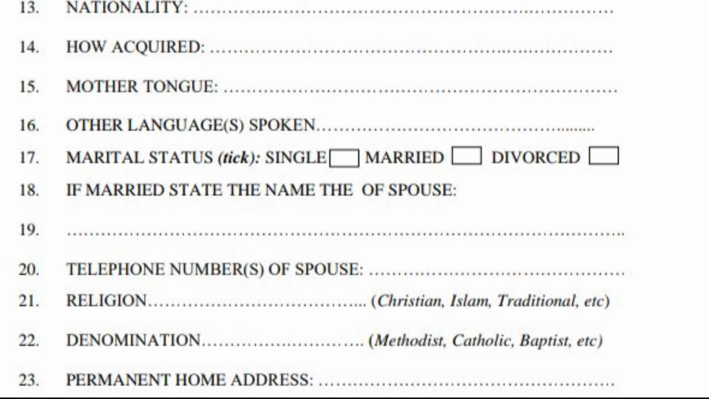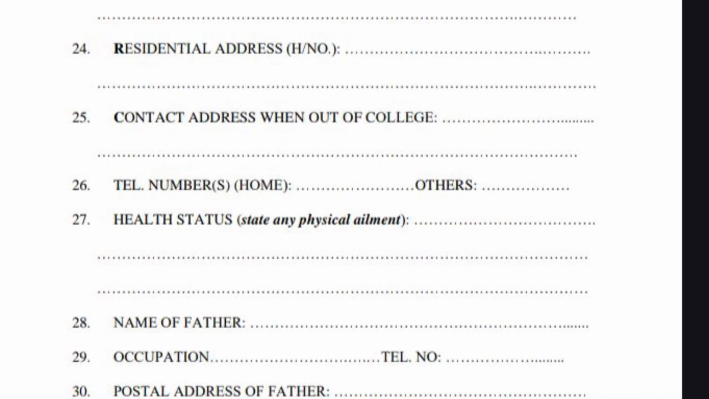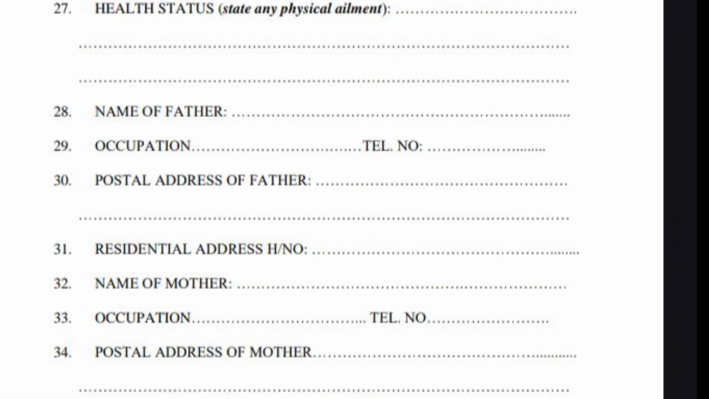Now your permanent home address. With a permanent home address, sometimes it's just the number that has been inscribed on the walls in our various homes. Some go like KMA, TMA with some numbers and alphabets. You just input that there and you're also good to go. With a residential address, you can input your digital address there. And the contact address when out of college is like your church address. Your telephone number, it's your home telephone number. Your health status, if you have any problem, you input it there.